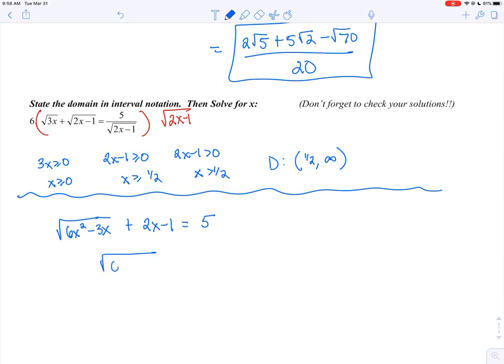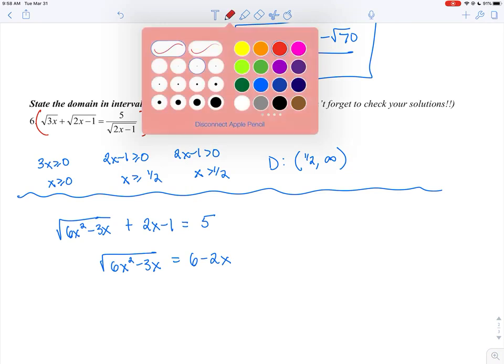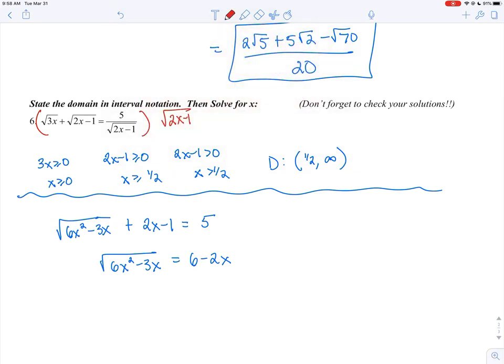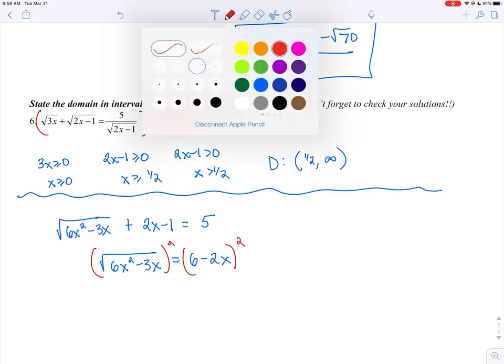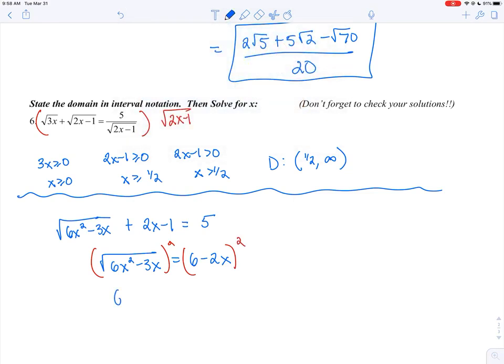So we have the square root of 6x squared minus 3x equals, when we subtract everything over, 6 minus 2x. At this point, this is where we want to take both sides and square them. With our radical, it works out really nicely. That just cancels out, so we get 6x squared minus 3x. On our right side, we need to make sure that we're FOILing this. So we're going to have 36 minus 24x plus 4x squared.